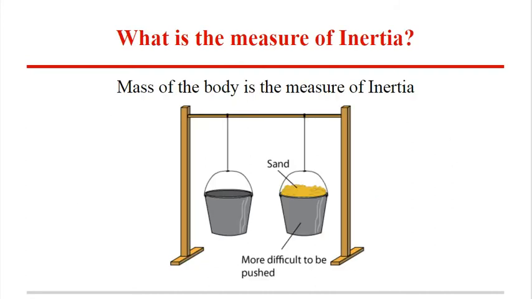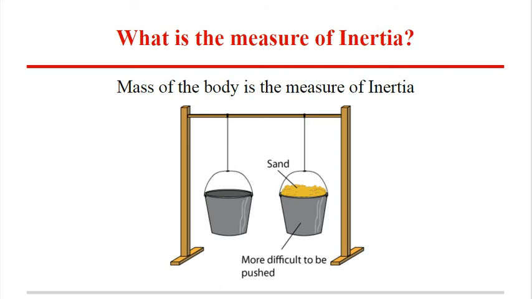And the question comes, how to measure this inertia and what is the measure of inertia? Very importantly, mass of a body is the measure of inertia. Here we have an example of two cans. One is empty and the other full of sand.